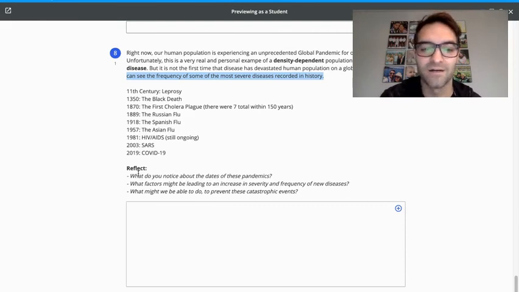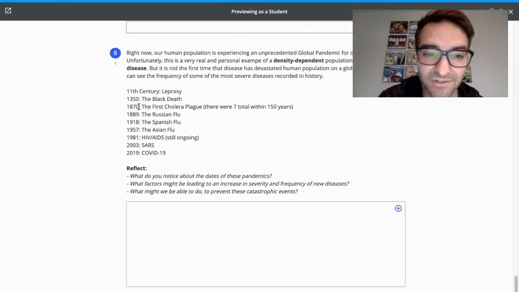So first, what do you notice about the dates of these pandemics? Okay, so I'm looking at, this was 11th century. This was 1350, 1870, 1889, 1918, 1957, 1981. So looking at that, okay, we have two major pandemics right here within 19 years of each other, starting in the 1800s, late 1800s.